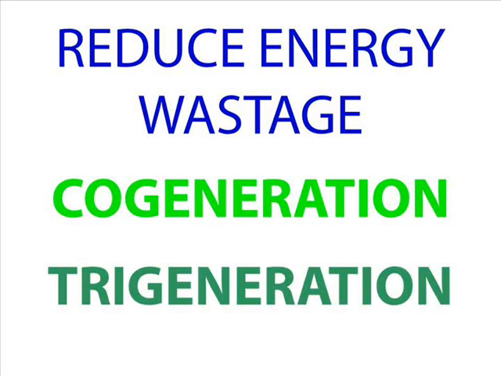Cogeneration, also known as combined heat and power (CHP), is the use of a heat engine or power station to simultaneously generate electricity and useful heat. As for trigeneration, it is also known as combined cooling, heat and power (CCHP), and it refers to the simultaneous generation of electricity and useful heating and cooling from the combustion of a fuel or a solar heat collector.